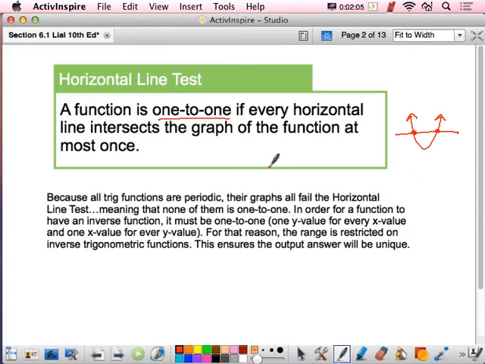Now we're not actually going to graph here, but it's based upon the graph. They chose a small piece. So a long time ago, just arbitrarily, they decided which values would be the answers to the inverse trig functions when the question was posed in such a way, okay? So it's been restricted. This ensures that the output answer will be unique.